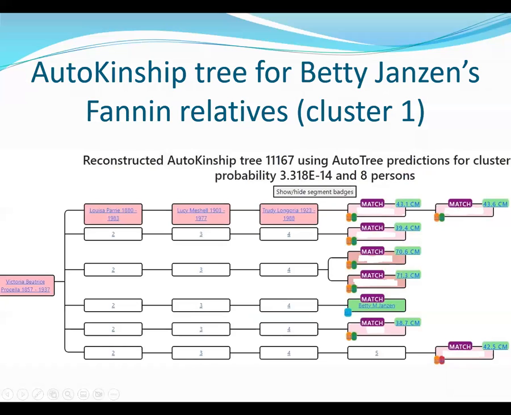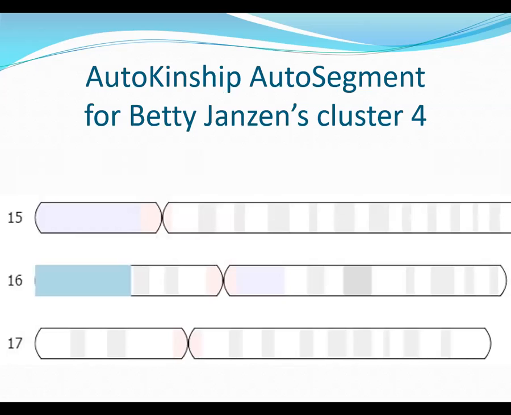Here's an AutoKinship for another person. I don't think that there is a connection between my mother and Victoria Priscilla, but GEDmatch is generating this. It's a cluster on chromosome 11 for people who are related on my mom's family line. Here's another portion of the auto cluster feature. So it shows that there's a shared segment for cluster 4 on chromosome 16.